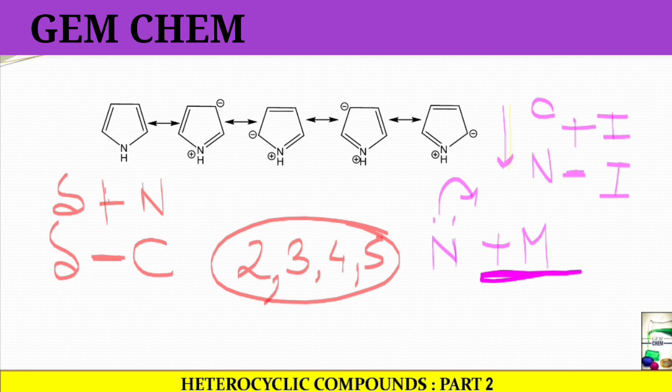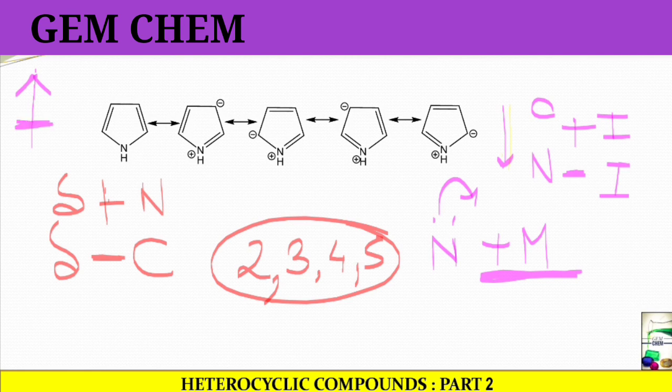And always we know that plus M or mesomeric effect dominates, as a result of which we can say that there are two opposing effects, of which the mesomeric effect is more significant. As a result, the dipole moment is away from the nitrogen. We can say that the dipole moment is away from the nitrogen, and it looks like this.